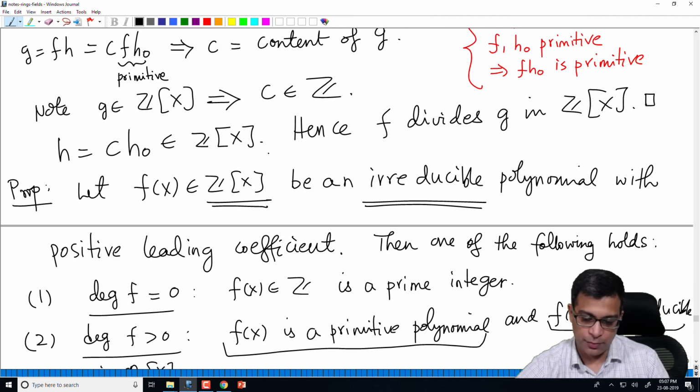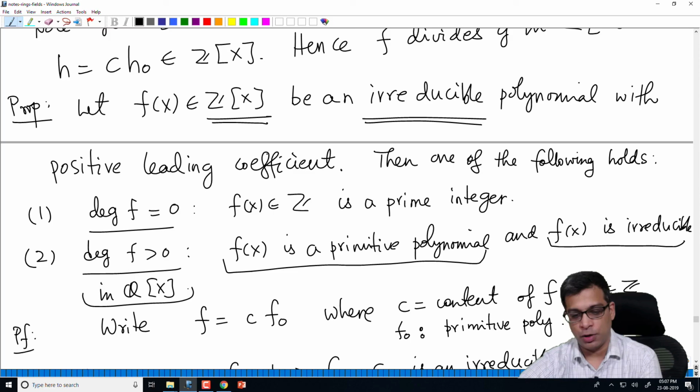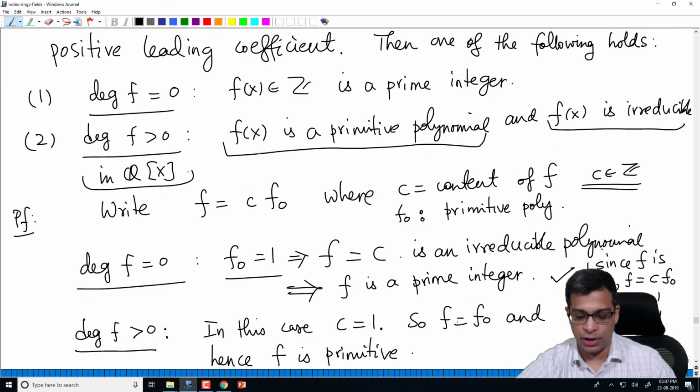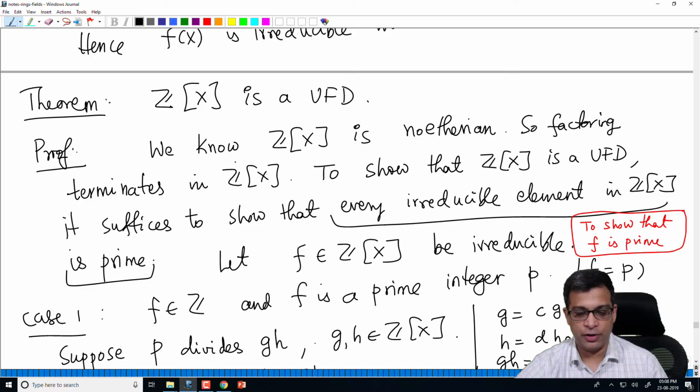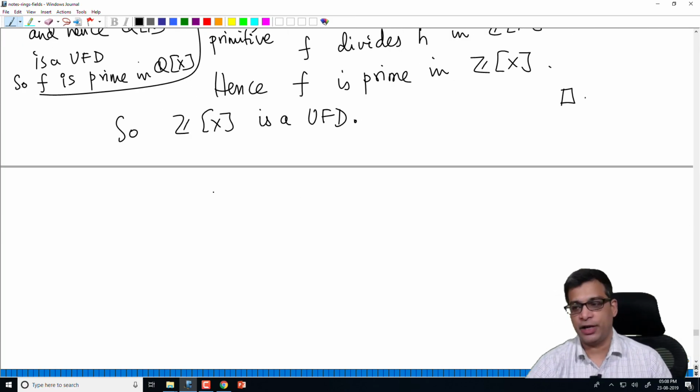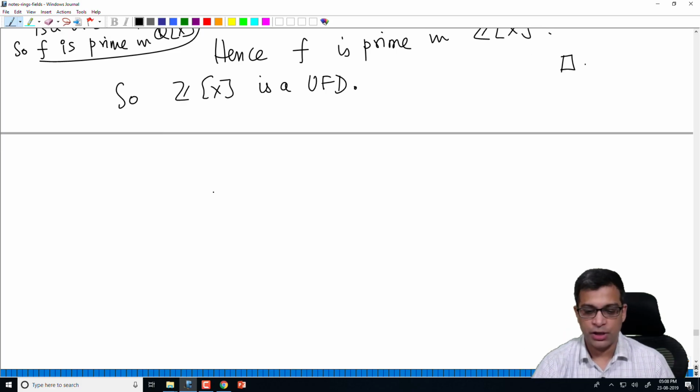Using this observation, we have characterized irreducible polynomials in Z[x]. They are either degree 0, in which case they are just prime integers, or they are of positive degree, in which case they are primitive and irreducible in Q[x]. Using that, we have finally settled that Z[x] is a UFD. Okay, so all this is very important and somewhat confusing perhaps. Please make sure that you watch this again if you need to and understand this proof. This is a very crucial theorem in this whole course.